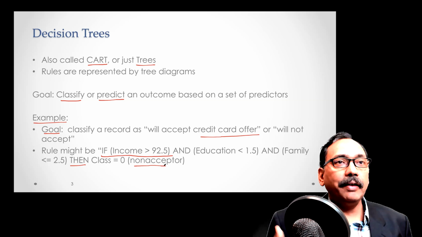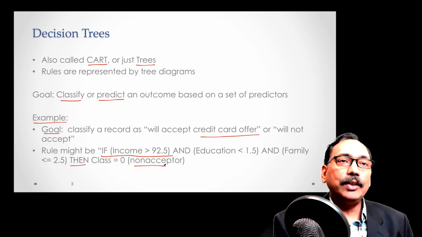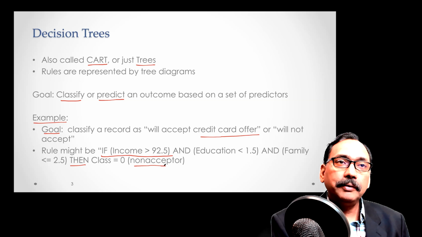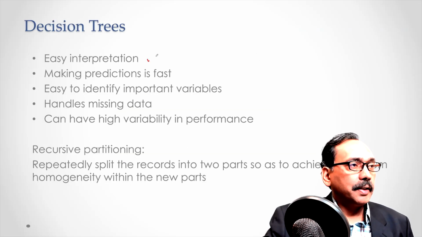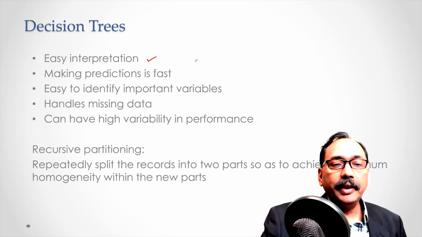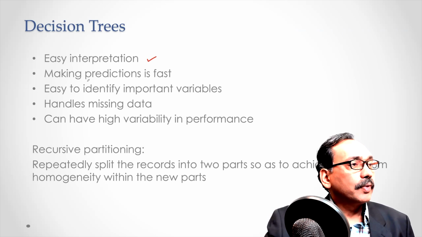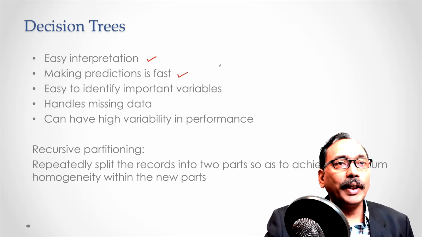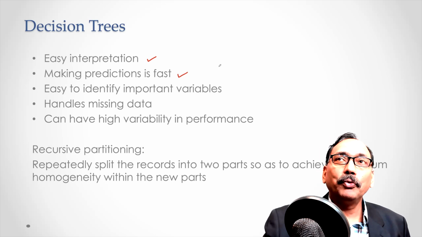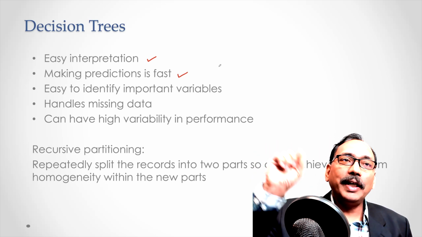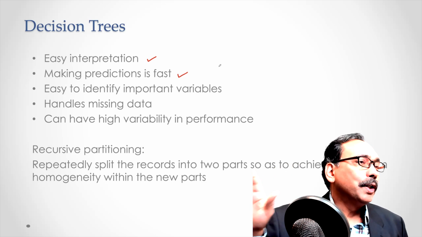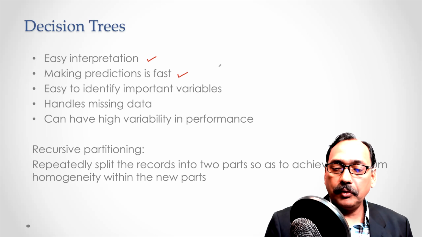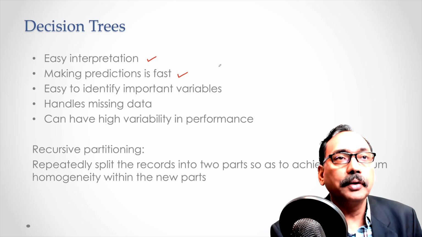So the tree may give these kinds of rules which are easy to interpret, and these are if-then kinds of situations. Ease of interpretation is definitely a big plus point with trees, and it makes predictions fast. You actually don't need any calculation. Once you have the tree, you just look at the rule. If this, then this, then this, and then you arrive at a decision. So that way, your predictions are quite fast.